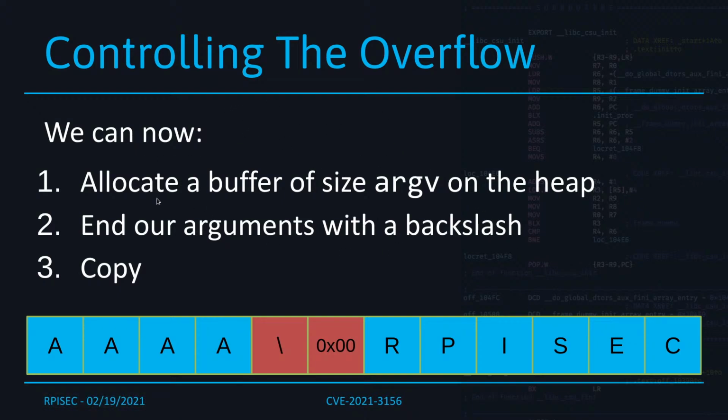So just to recap, at this point, we can control the size of the buffer that we allocate. So that's going to be important for reasons that we can talk about a little bit later. And then also, we can end our arguments with a backslash. That's going to allow us to keep writing into this buffer of a fixed size that we can control. And we can even control those bytes from the environment variables into that fixed buffer on the heap.